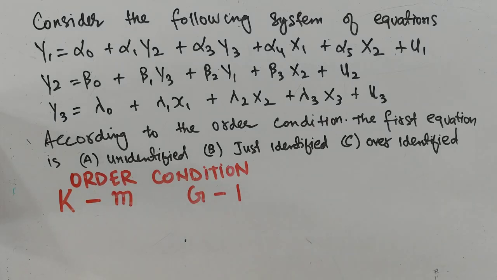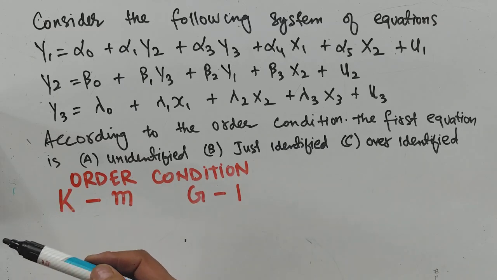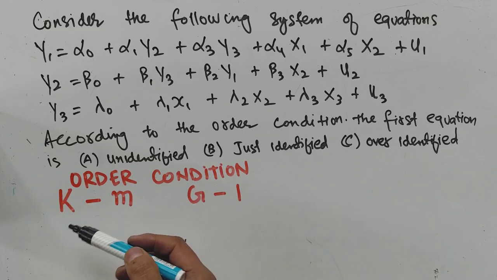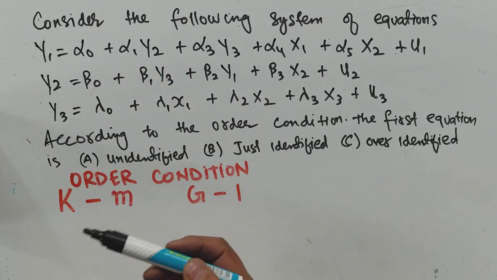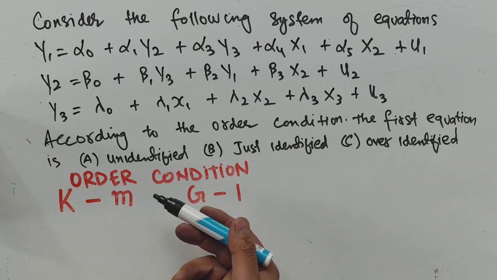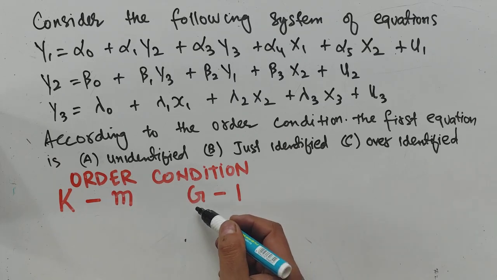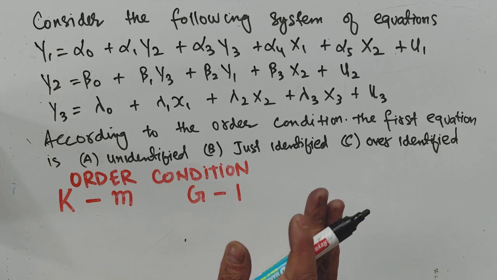Now let me explain all these terms. What is meant by k? This k denotes the total number of variables, whether they are endogenous or exogenous, in our model. M denotes the number of variables in a particular equation. G denotes the total number of equations in the model.